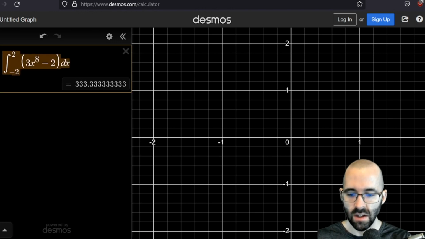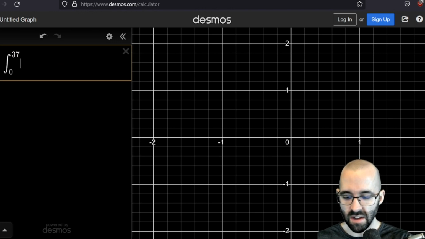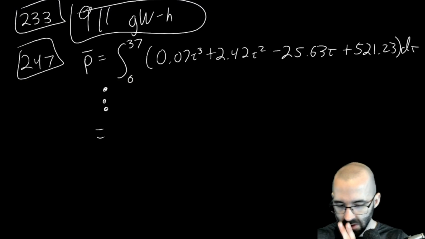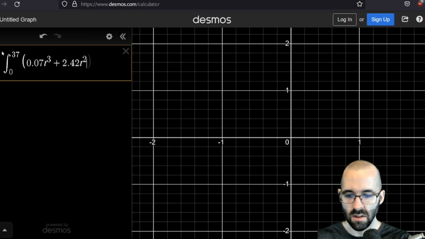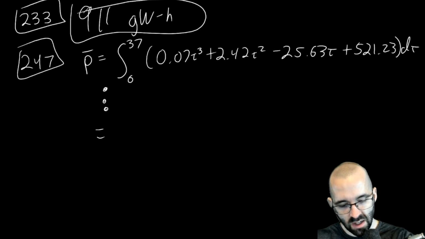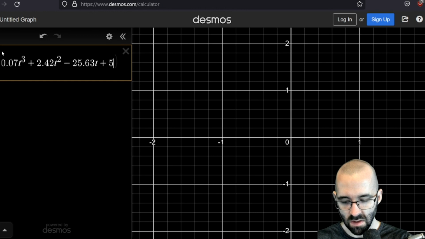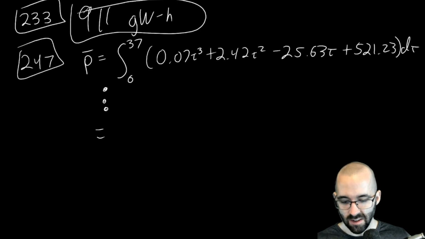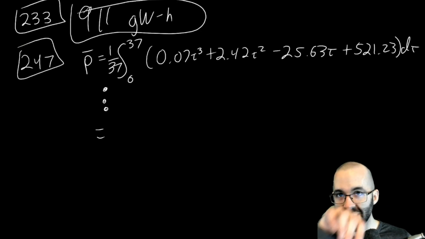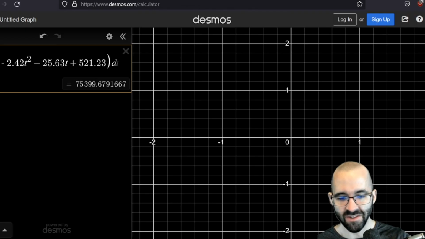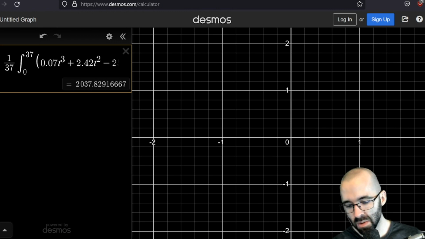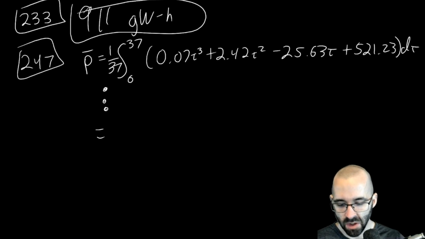So let's check. If we look at the integral from 0 to 37 of what we just wrote down, plus 2.42 t squared minus 25.63 plus 521.23, that's, sorry, the average value is that divided by the width of the interval. So divide that by 37. And you're going to get that on average in this time span, there were about 2,038 bald eagles.